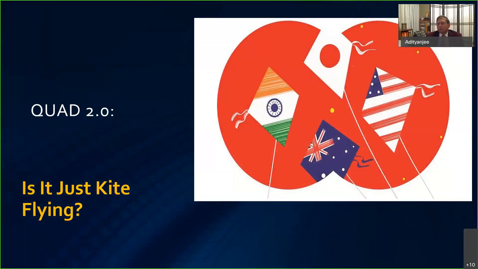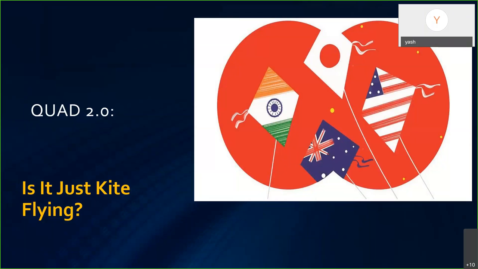Okay. My question is that when you show the financial strength of these four countries, there is no comparison. So obviously, is the US the dominating force in decision making in the Quad, or do the other stakeholders have some voice there?